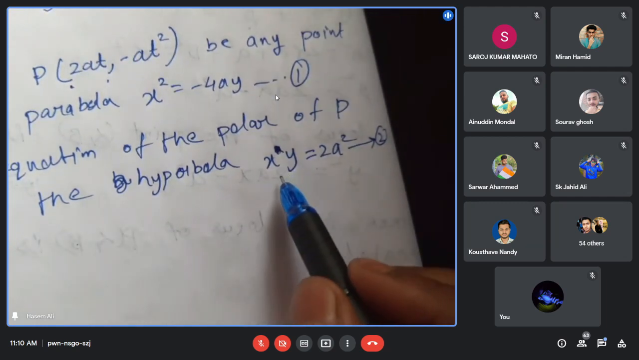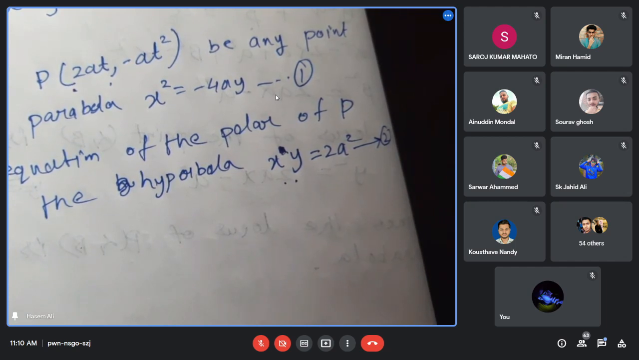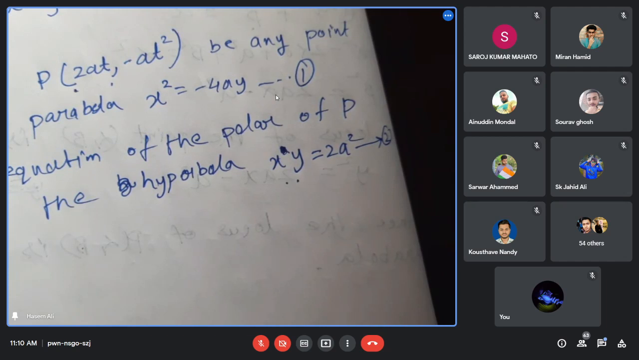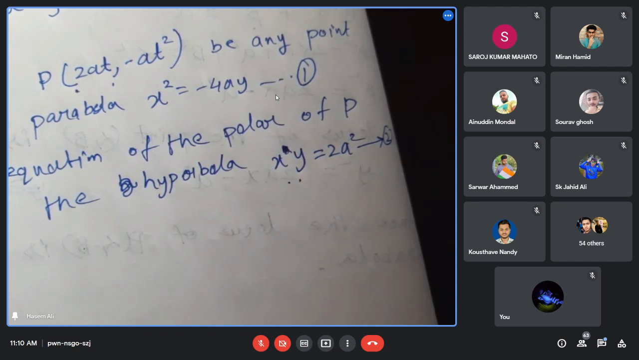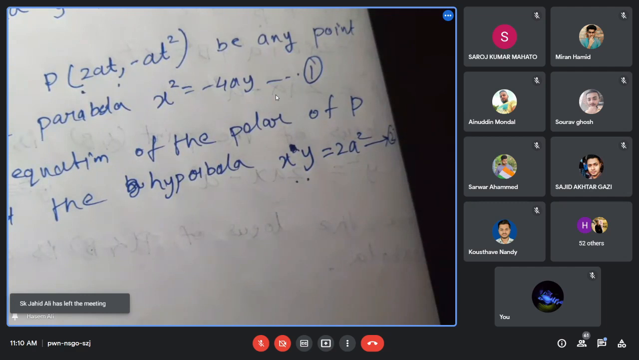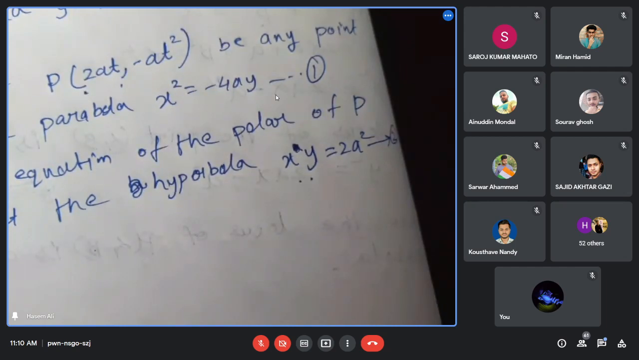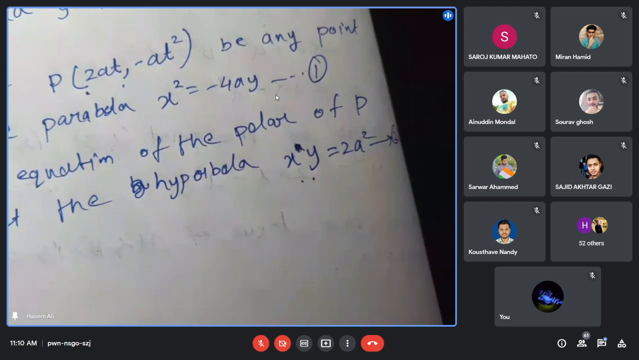So what is the equation of the polar for this curve xy? What is the equation of the polar?